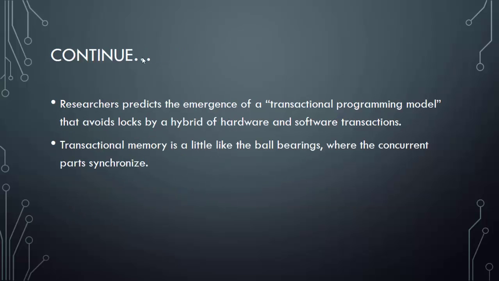It is too early to tell how well the transactional-enabled chips will work. Some researchers predicted a transactional programming model that avoids locks by a hybrid of hardware and software transactions. Transactional memory is like ball bearings, where the concurrent parts are synchronized, but a language where it is tightly controlled which parts of the program can be shared and modified concurrently can go a long way toward making a parallel system easier to understand and maintain.